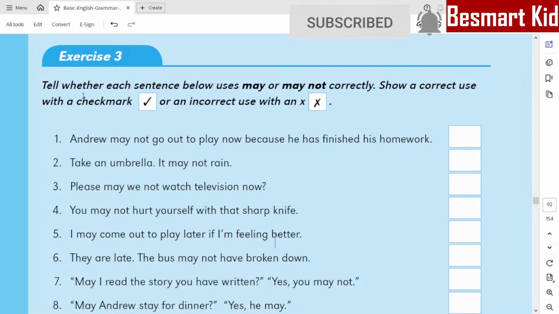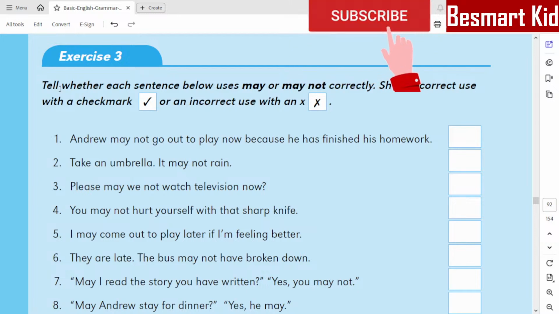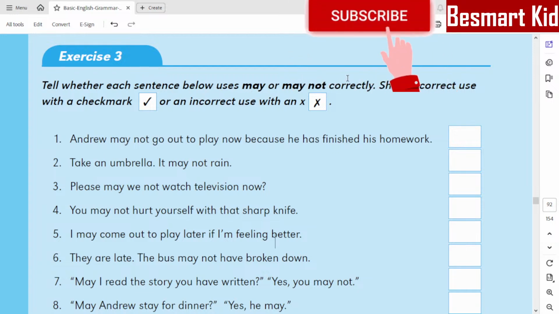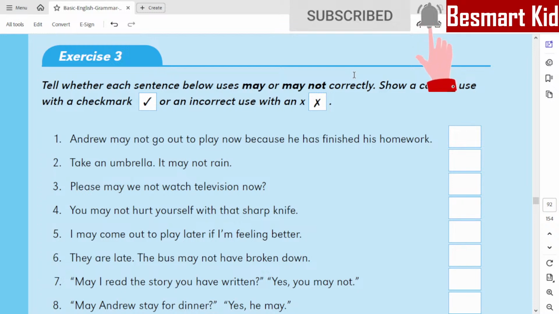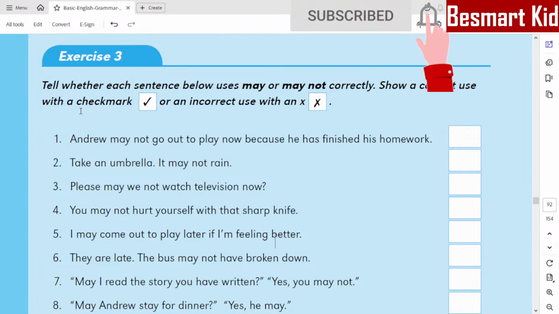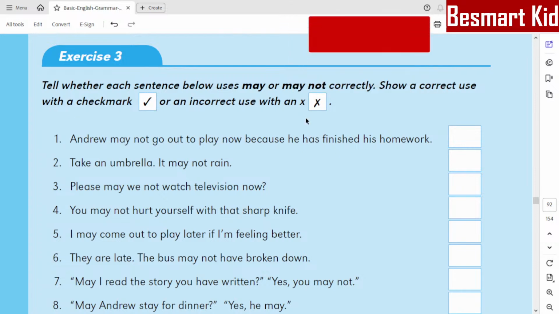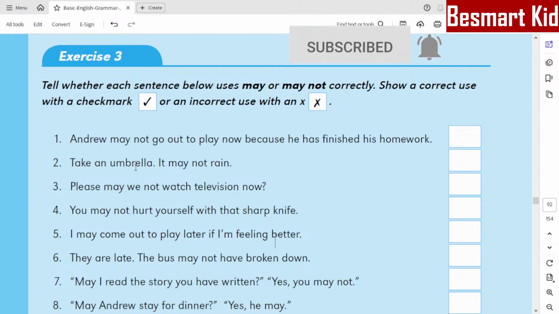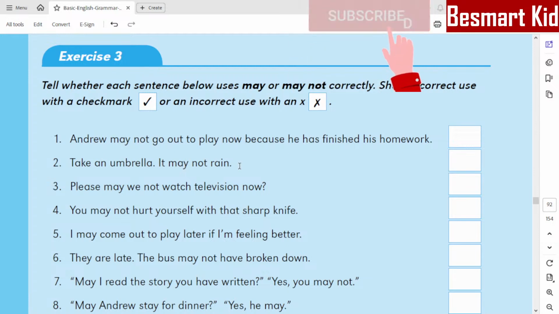Exercise 3. Tell whether each sentence below uses may or may not correctly. Show the correct use with a check mark or an incorrect use with an X. First, Andrew may not go out to play because he has finished his homework. Second, take an umbrella. It may not rain.